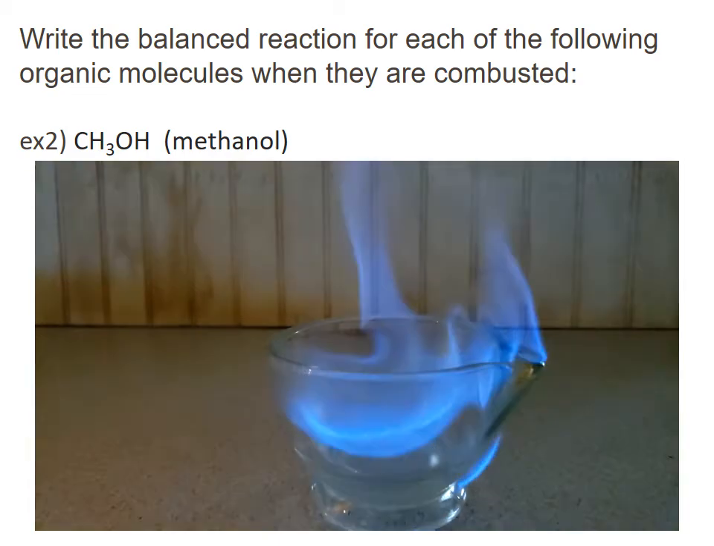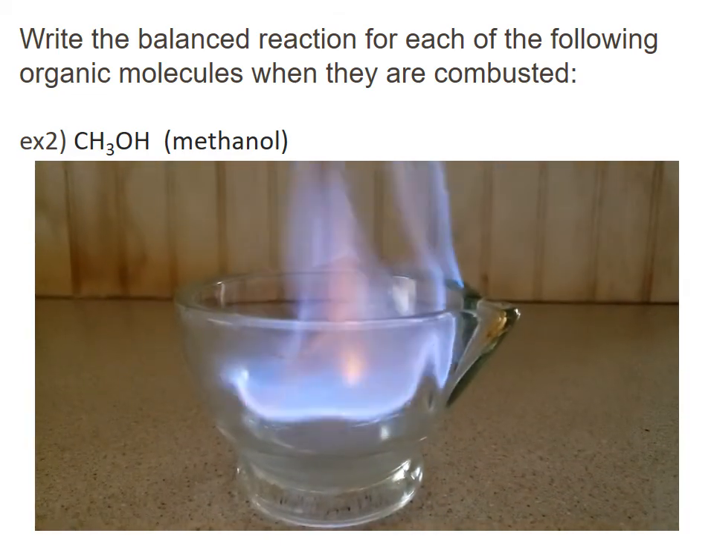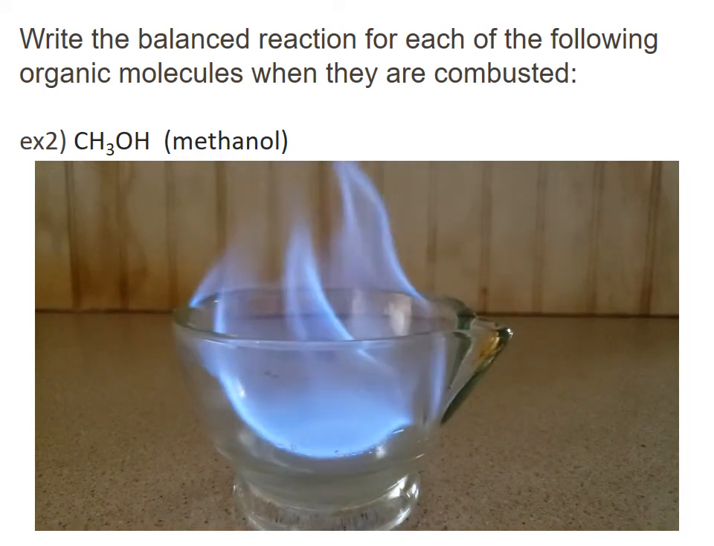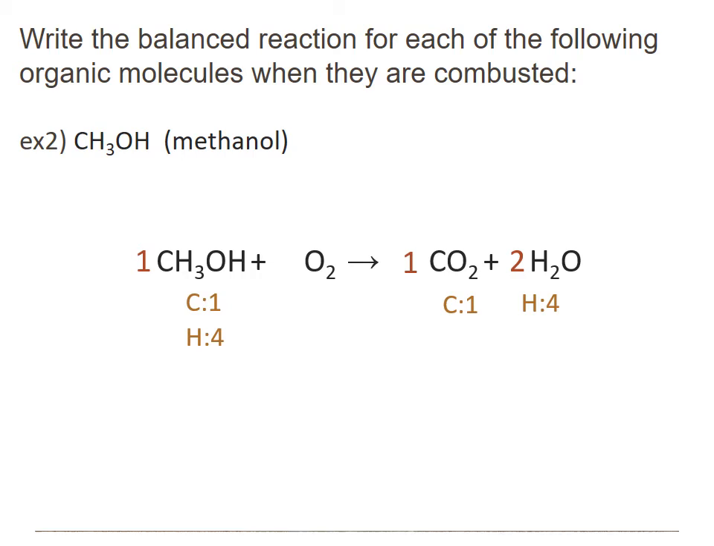Example 2. Write the combustion reaction for methanol. So to combust methanol, methanol must react with oxygen, producing carbon dioxide and water. I'll place the 1 in front of methanol, and that will give me 1 carbon. So I will need 1 carbon on the product side, so I will need 1 CO2. 1 methanol also gives me 4 hydrogen, so I will need 4 hydrogen on the product side. To get 4 hydrogen, I need 2 water molecules.